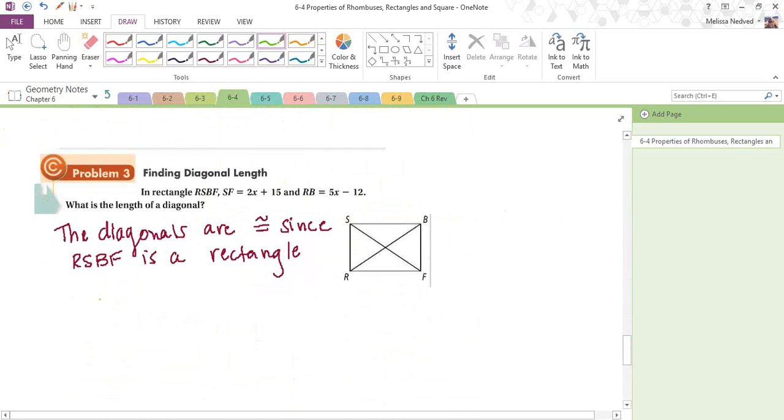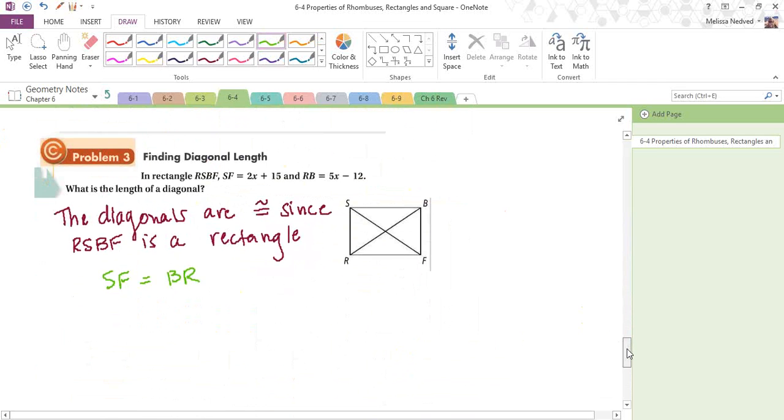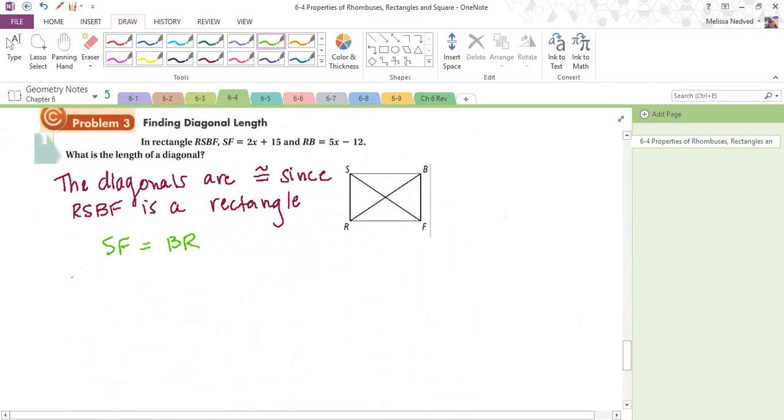Which means SF, the length of SF, is the same length as BR. Now use your substitution. SF is 2x plus 15. BR is 5x minus 12. One equation, one variable we can solve. Start by moving our x's to the same side. I'm going to subtract 2x from both sides. 15 is equal to 3x minus 12.